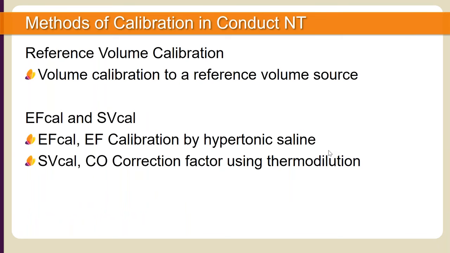There are two approaches to volume calibration in Conductant T. The first approach is a reference volume calibration. The second approach is determining the ejection fraction in the ventricle by measuring the increased conductance of a bolus of hypertonic saline. It also includes performing thermal dilution per standard protocol to normalize the volume data using a cardiac output correction factor.